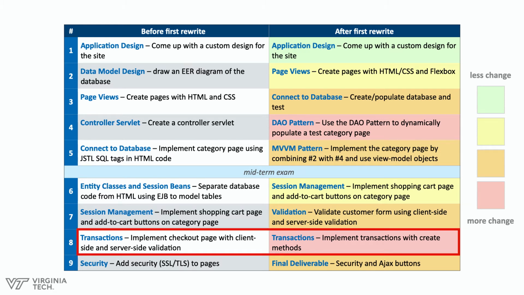Here's a brief example of how that worked. In the transactions module, we switched from using EJB to a Java-based DAO pattern. This caused a lot of changes, but many of those changes were similar. For example, we had model classes for categories and we had model classes for books. We had create methods for customer records and we had create methods for order records.